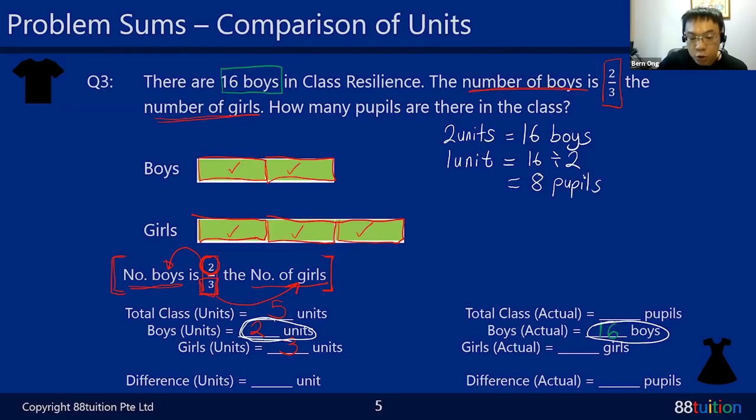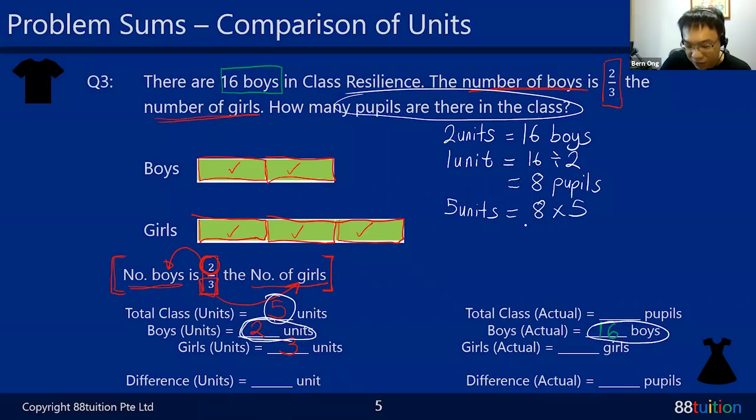Now, what is the question looking for? How many pupils are there in the class? They are talking about the entire class. Entire class got how many units? 2 units of boys, 3 units of girls. The total here is 5 units. So you are actually looking for 5 units, which is your entire class, which is 8 times 5. Total got 40 students or 40 pupils. And this 40 you can put down here. So that's the answer, 40 pupils. Can you see or not?